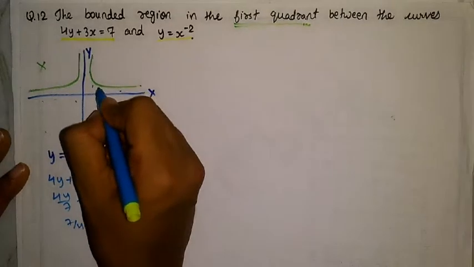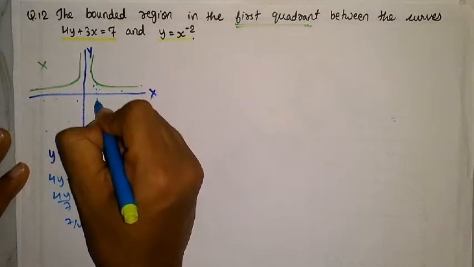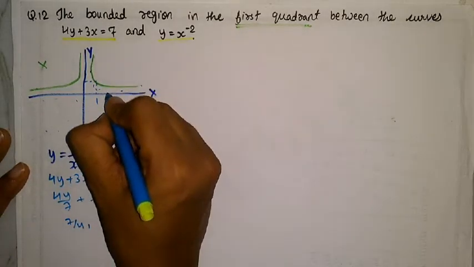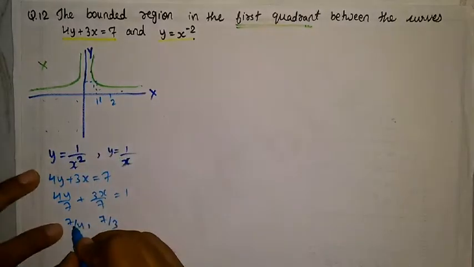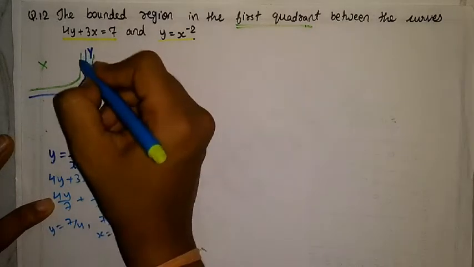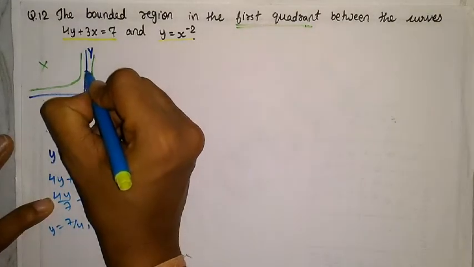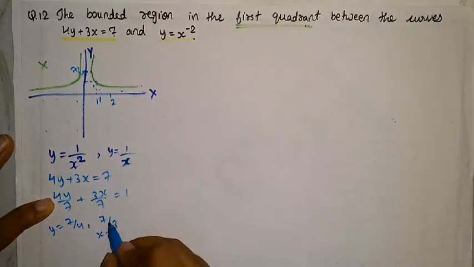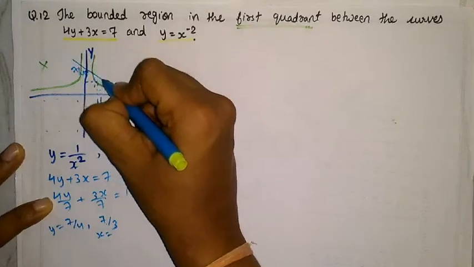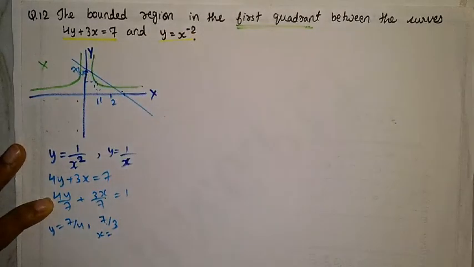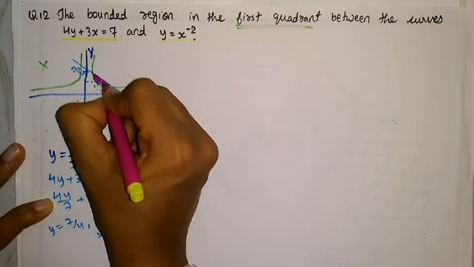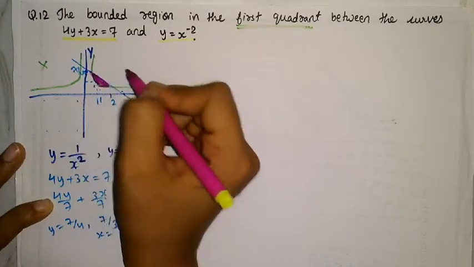So here we know this point is 1, and here it will be 1. 7 by 4 is 1 point something, so it will be here, and 7 by 3 is 2 point something, so it will be here. So let's draw this line. So we got this line. Now the region bounded by this curve and line is this one. So we have to find this area.